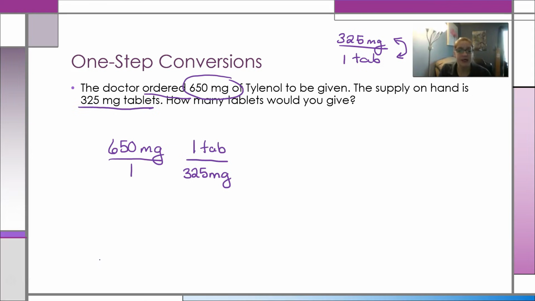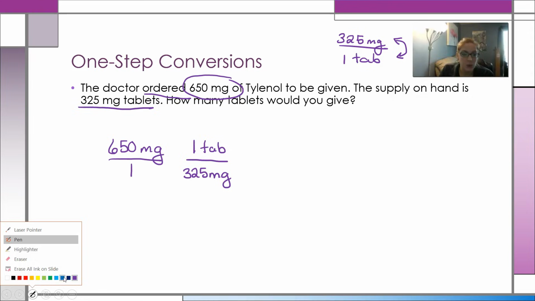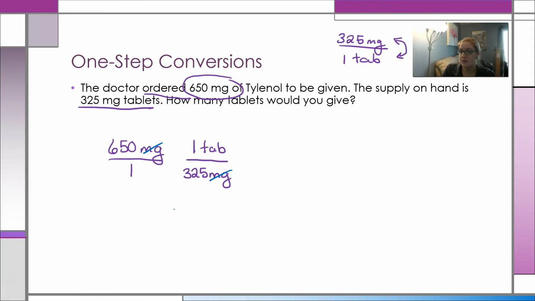So what happens is that these milligrams cancel, and we're simply left with tablets, which is what we want for our answer. See, the question says, how many tablets would you give? Well, we ended with tablets, so we're on the right path. We just have to do one more step. And that one more step is that we need to multiply across the top and across the bottom. So across the top, 650 times 1 is just 650.